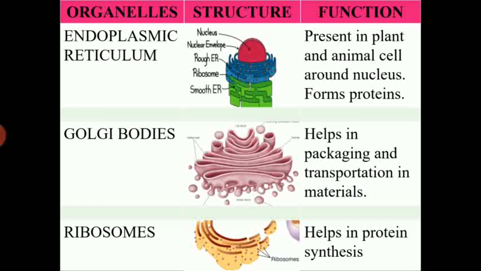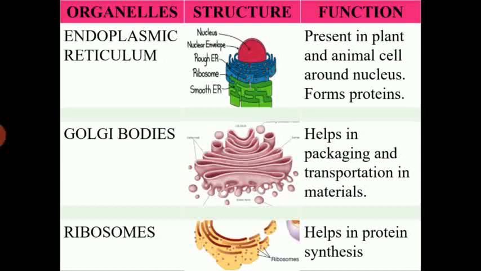The very first cell organelle that we have is the endoplasmic reticulum. Now you can see the location of the endoplasmic reticulum and how it looks. The endoplasmic reticulum is a membranous organelle, just like a folded ribbon. It is present around the nucleus.